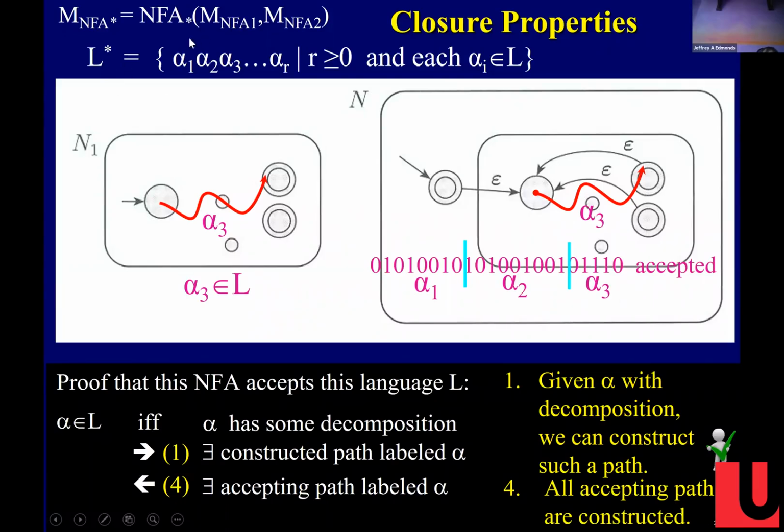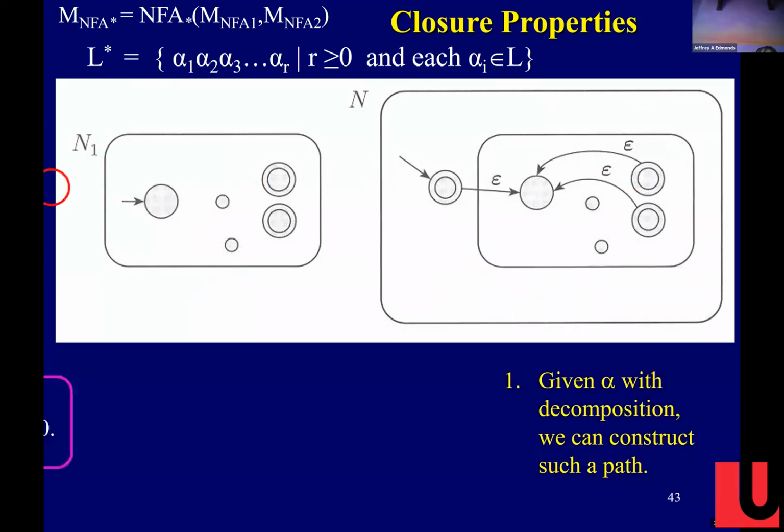So we proved two things. If the string is in L star, then this machine accepts it. And if this machine accepts it, then this whole string is in L star. Right? Does that make sense? The epsilon edges make the path commit. When you take that epsilon path, you're committing to starting a new alpha.